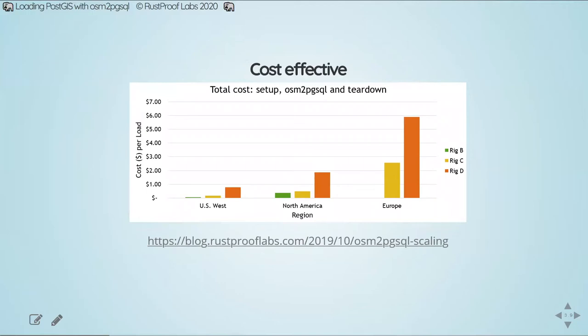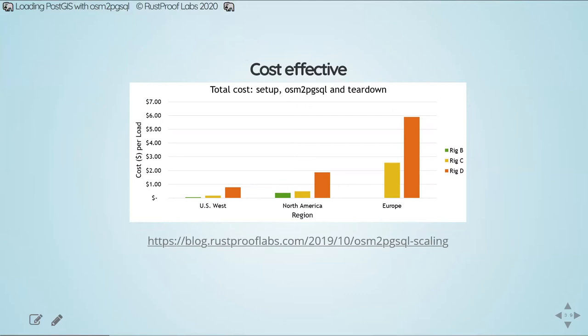This includes spooling up the server, configuring it, installing all the software, and then running the actual data load process itself. And we can see on the US West region on the left grouping there, we have three bars. We have the green, which is rig B, the yellow rig C, and the orange rig D. Rig C, the yellow bar in the middle, is the same level of hardware that I'm using on those two demos with eight CPUs and 32 gigabytes of RAM.